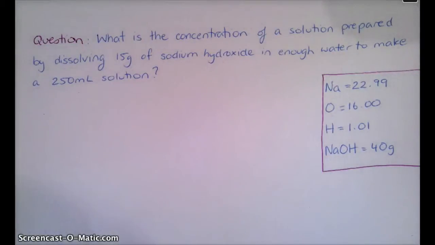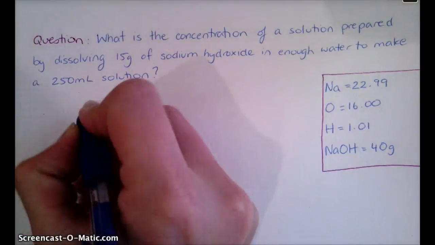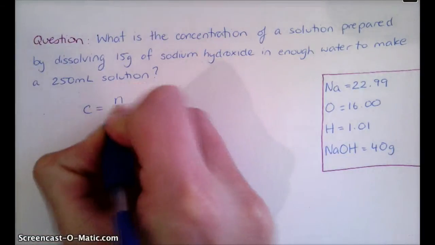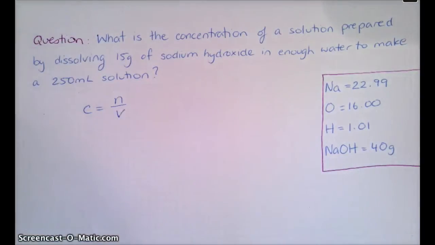So on the side there, you can see that I have put in the molar mass of each of the elements that are in sodium hydroxide. And when you add them together, we get 40 grams. The reason we have to do that is because using this formula, we need to have the number of moles. And we are not given the number of moles of sodium hydroxide, we're given a mass.